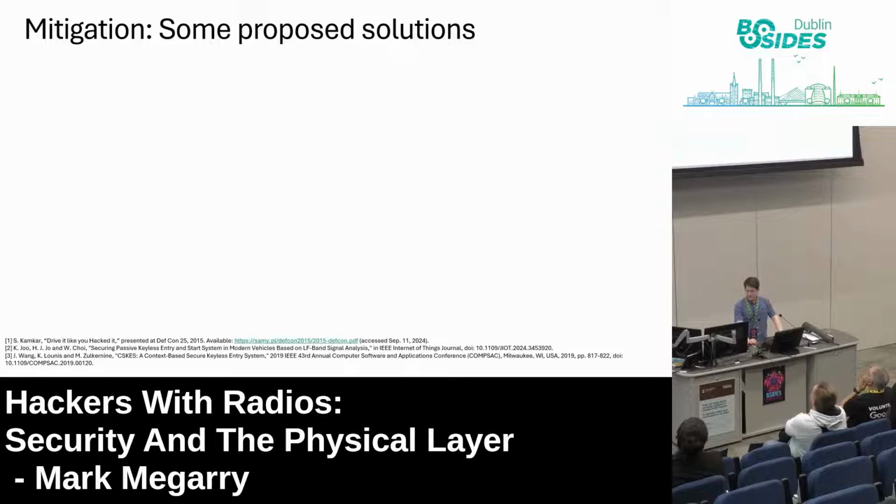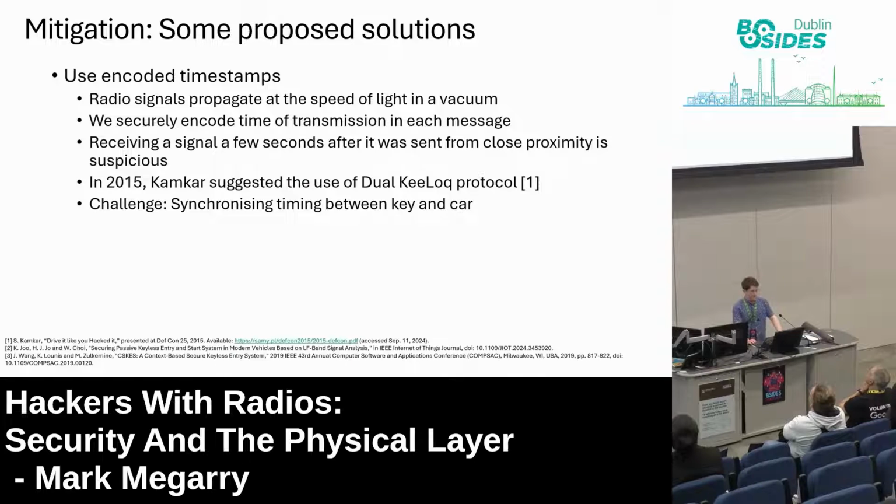So some proposed solutions then from researchers. We have the solution of using encoded timestamps. We know that radio signals propagate at the speed of light in a vacuum. So if your car receives a signal from a key that was sent 2 minutes ago, that's some distance away. That's a bit odd. So you can work out what's the maximum freshness of a message you should accept.